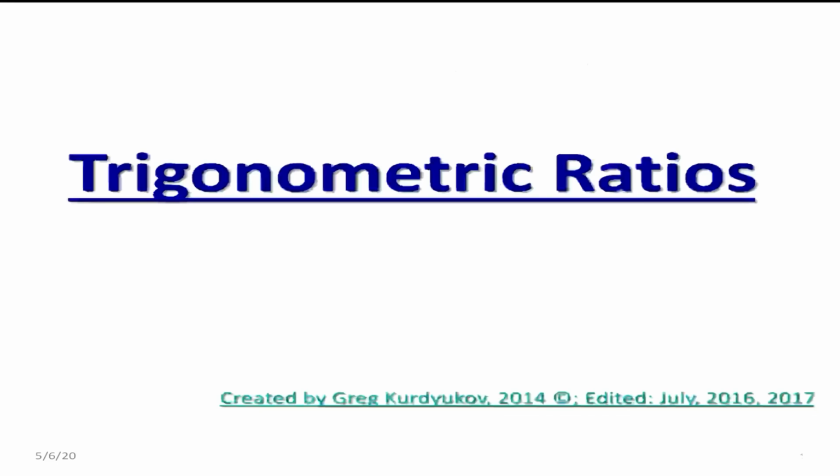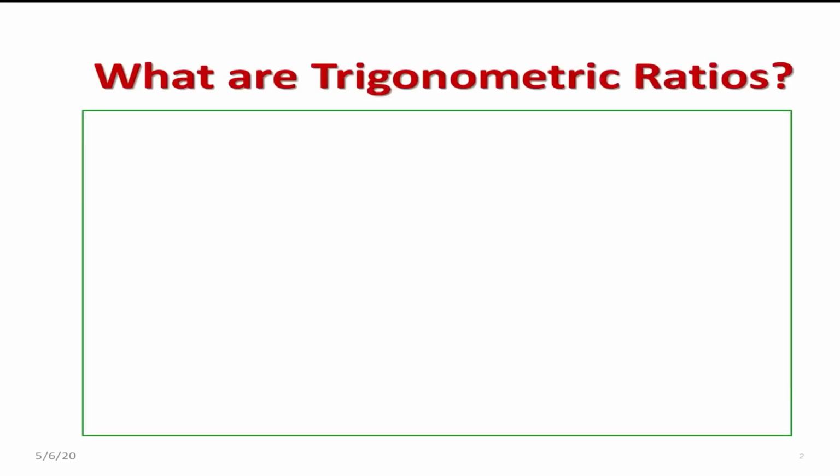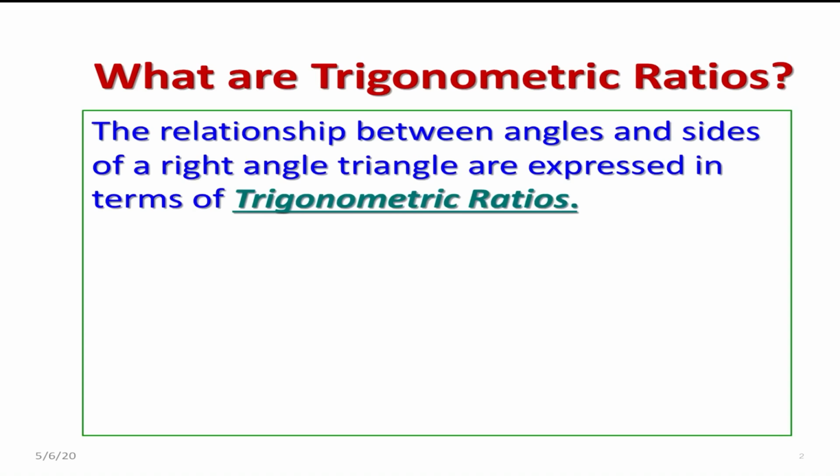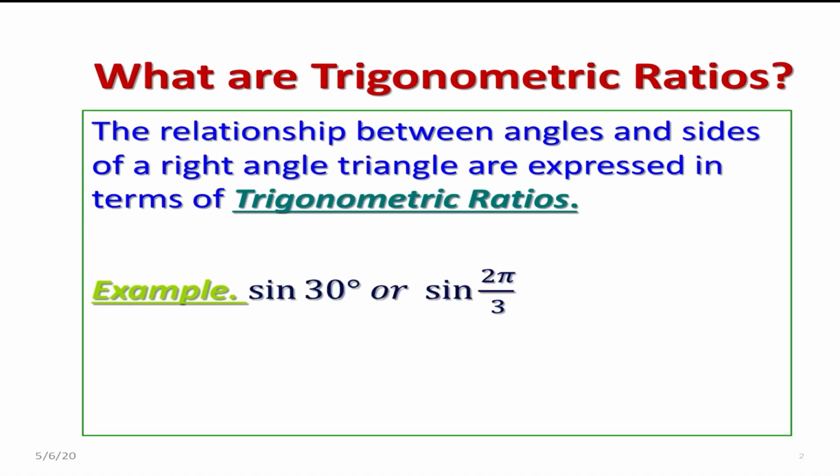In this tutorial, we are going to get into trigonometric, or trig, ratios. The relationship between angles and sides of a right triangle is expressed in terms of trig ratios. For instance, it could be sine of 30 degrees or sine 2 pi over 3, and so on.